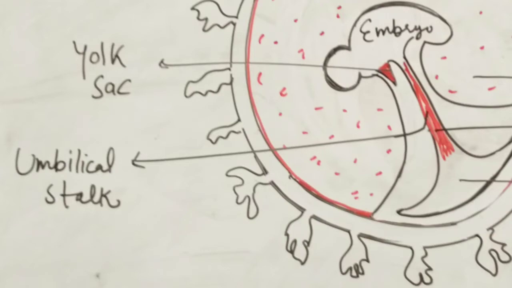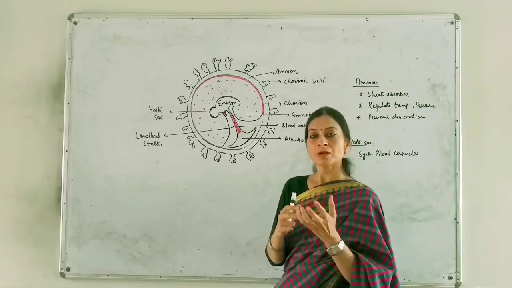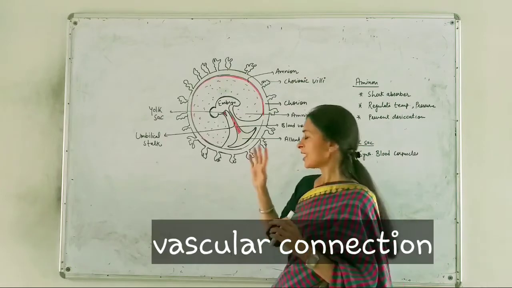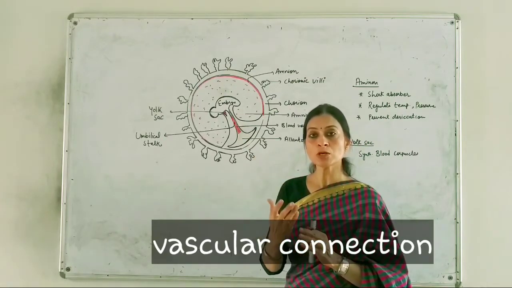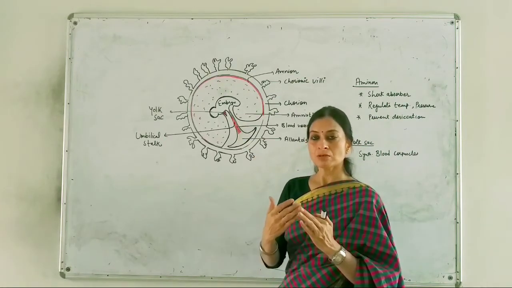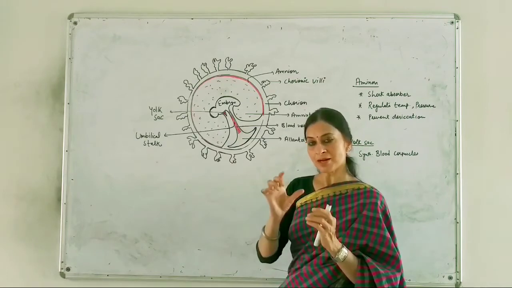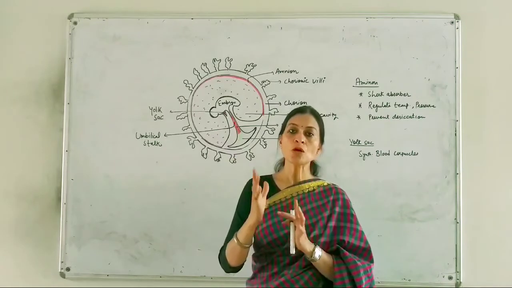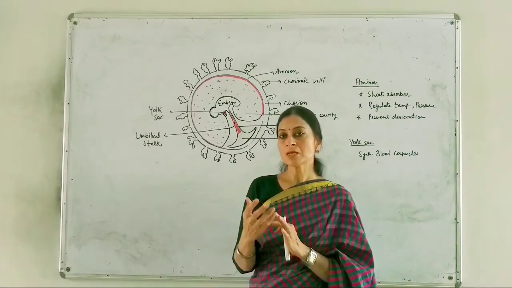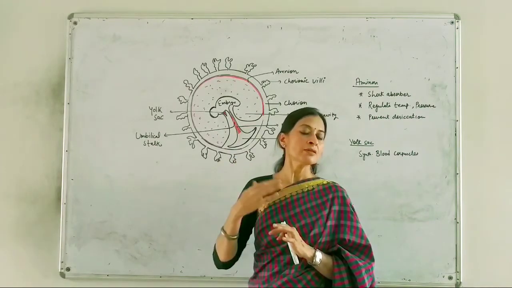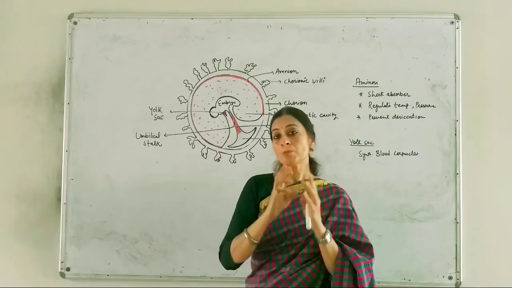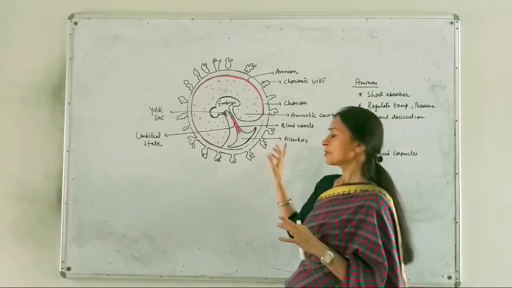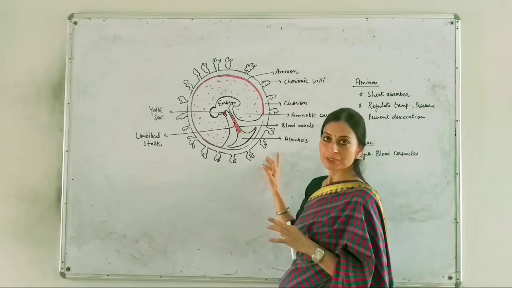Okay, so this will help in making a vascular connection. This allantois will help in making a vascular or blood connection. It is not a direct connection; there are blood vessels only. A capillary network will help in exchange of the various types of materials between the fetus and the mother. But yes, the blood vessels are contributed by this allantois.